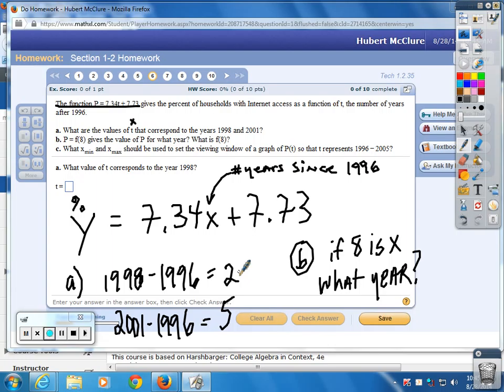Now, if x is 8, what's the year that corresponds to? Or if T is 8? It'd be 8 plus 1996, which is 2004. 8 plus 1996 is equal to 2004.